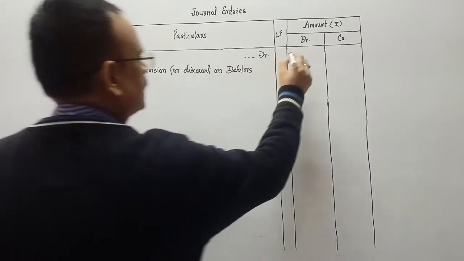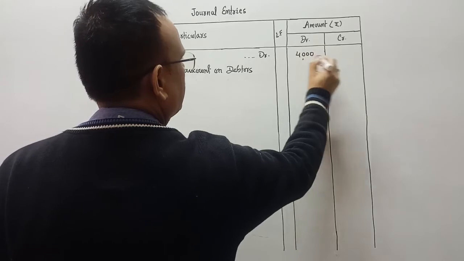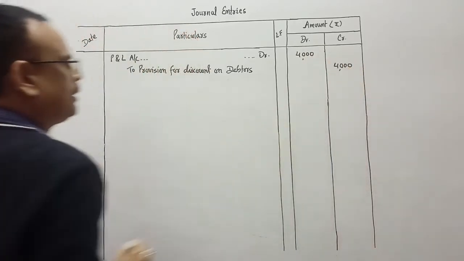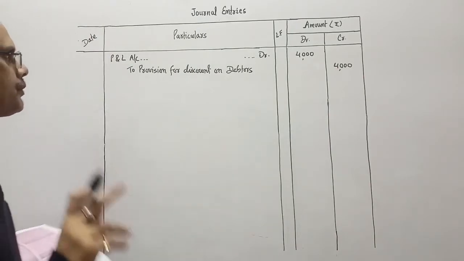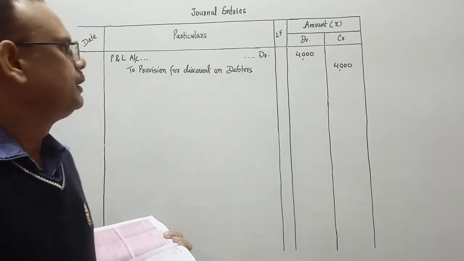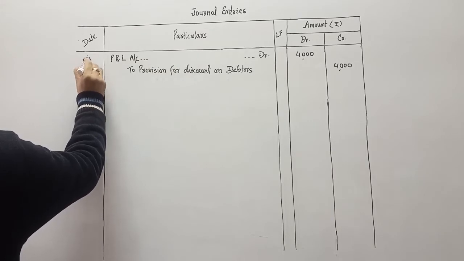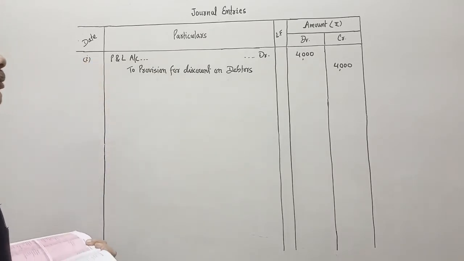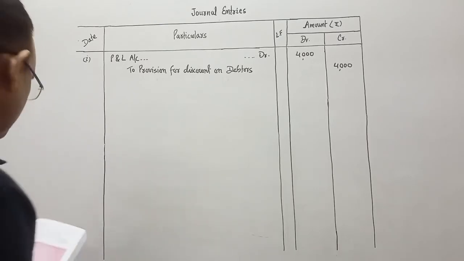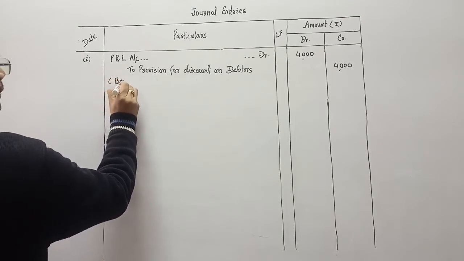Suppose the amount is 5,000 or 4,000, you write the amount over here. I am giving you an imaginary amount. So provision for discount on debtors is transferred to the P&L account debit side. So you do the entry of serial number 1: profit and loss account debit to provision for discount on debtors. The narration will be very simple.